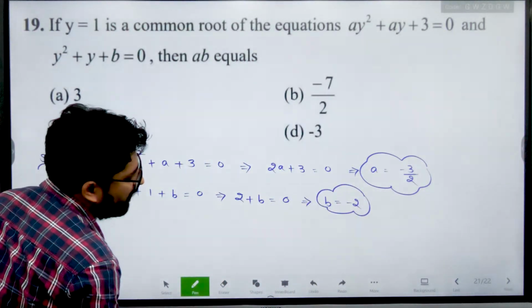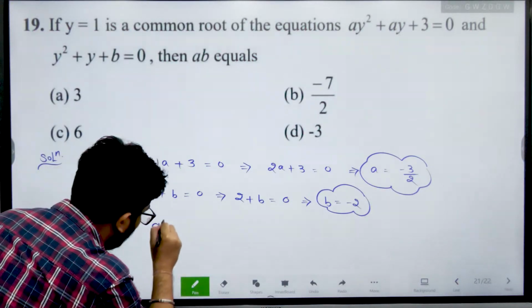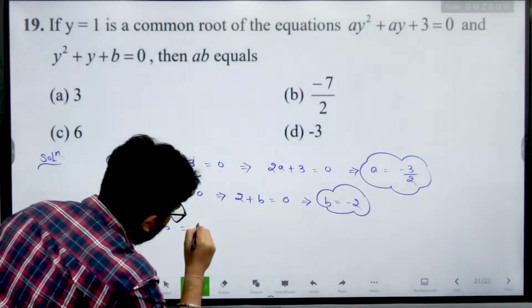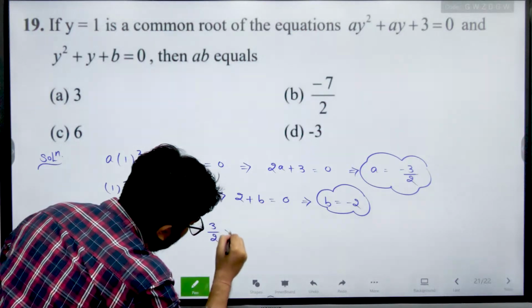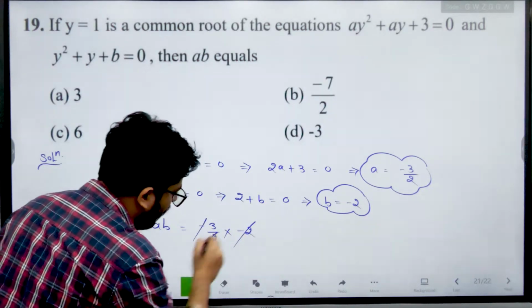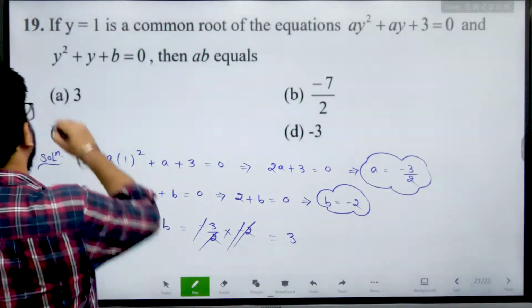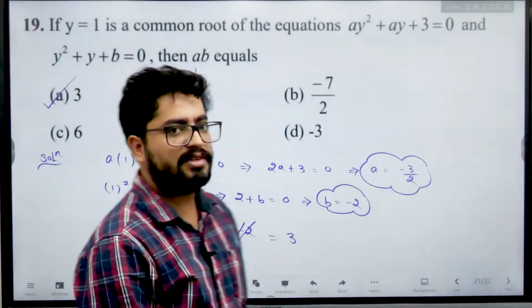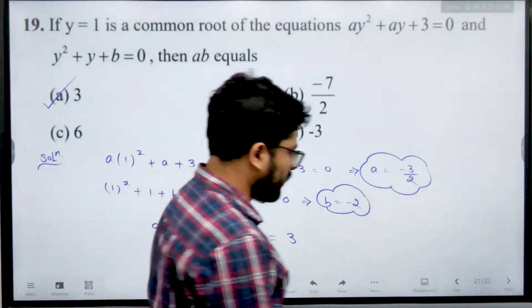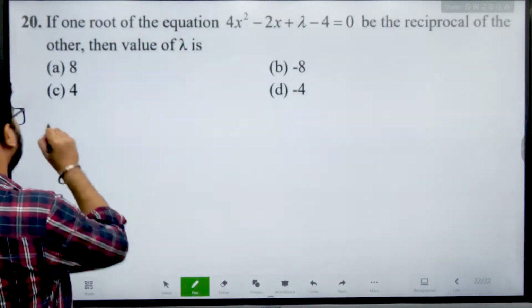So b is equal to minus 2, a is equal to minus 3 by 2, and you have to find ab. So a into b is equal to minus 3 by 2 into minus 2. You can cancel 2 by 2, minus with minus. So the final answer is 3. So ab is equal to 3. So A is the correct answer. Got it? Now next one is the last question of your assignment.